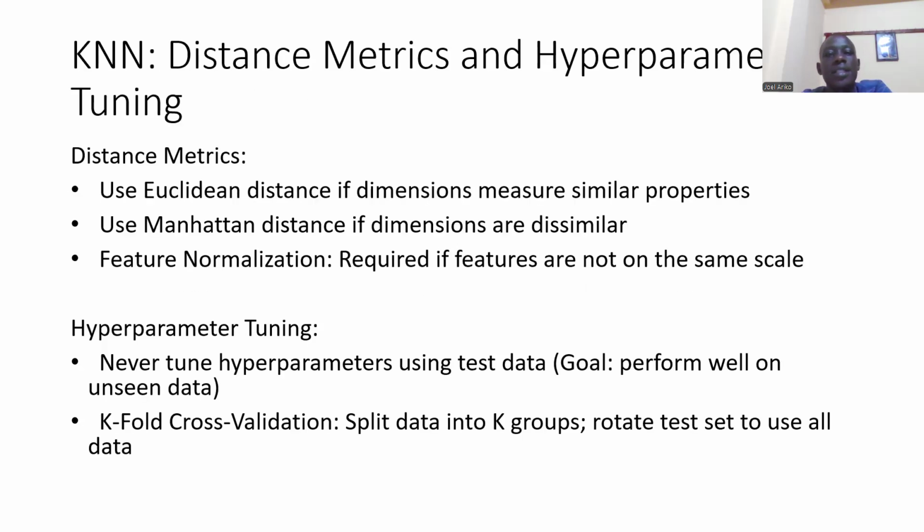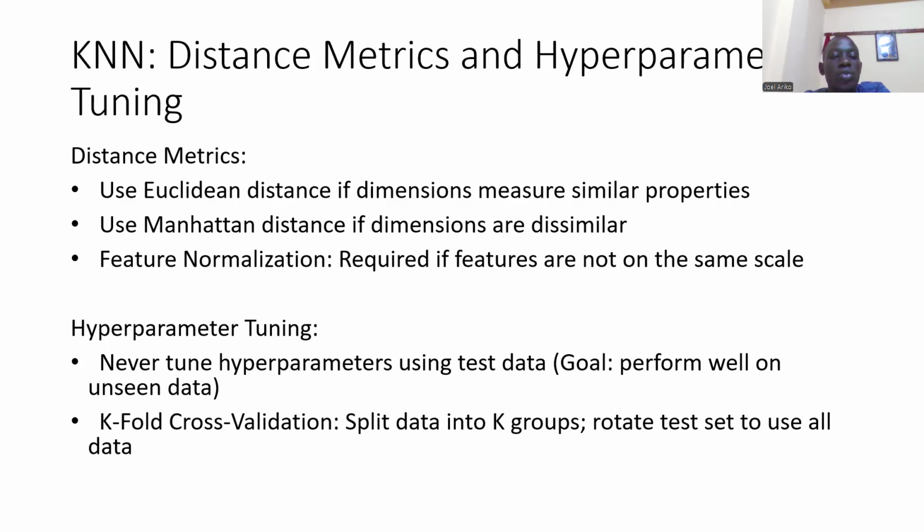We have the distance metrics and hyperparameter tuning in KNN, whereby we use distance metrics. For example, we have the Euclidean distance, which we use if we are measuring dimensions with similar properties. Then we have the Manhattan distance if the dimensions are dissimilar.